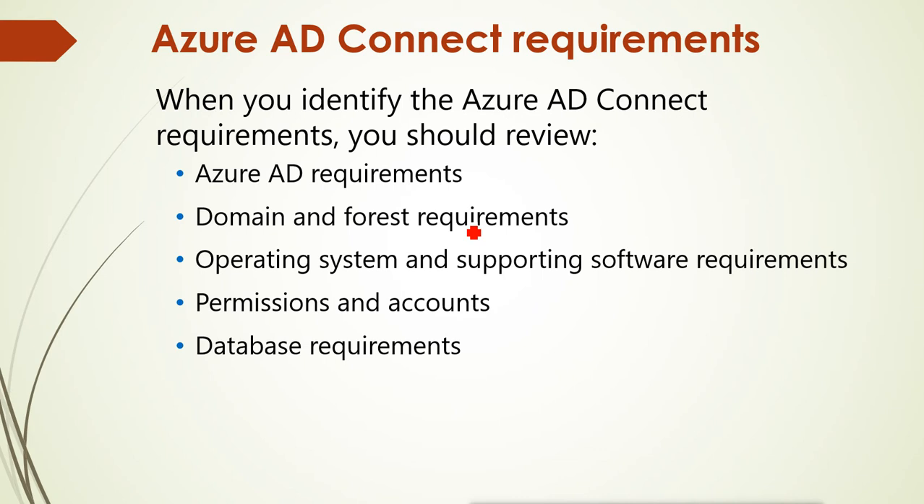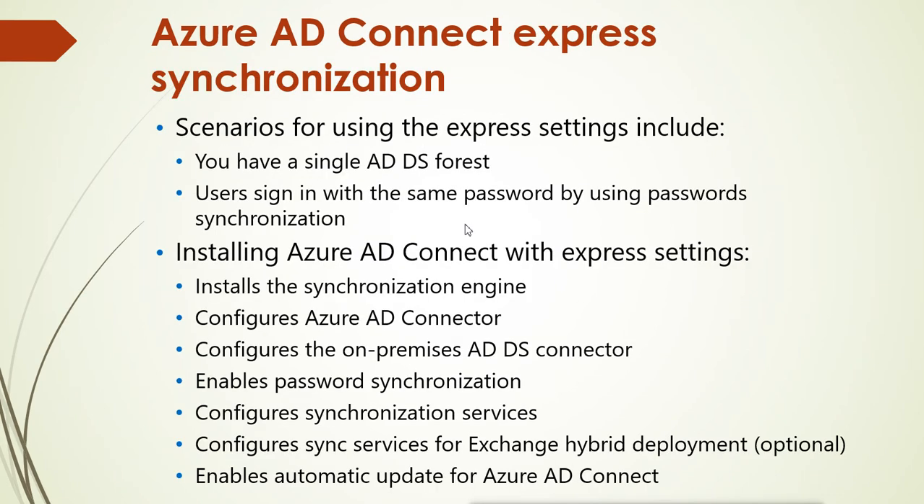Now Azure AD Connect requirements. When you identify the Azure AD Connect requirements, you should review the Azure Active Directory requirements, then domain and forest requirements, then operating system and supporting software requirements. The machine which we are using to synchronize, we have to check its operating system and supporting software requirements. Then on-premises Active Directory and account database requirements we have to make sure of before configuring the synchronization.